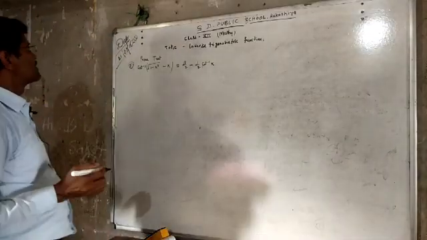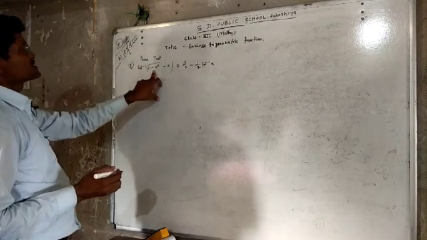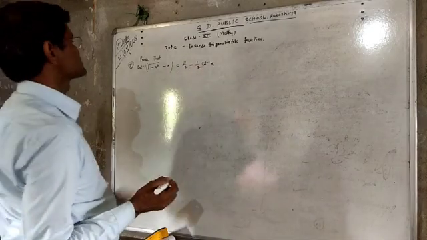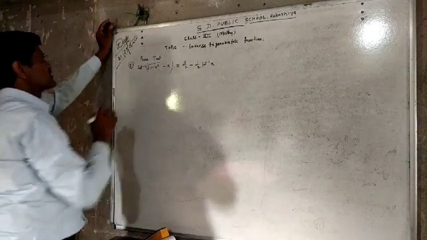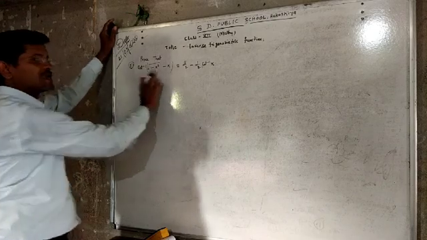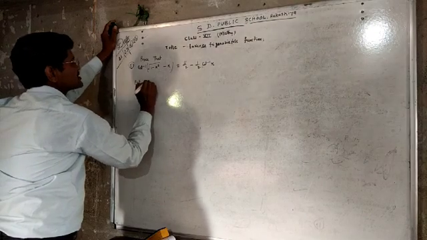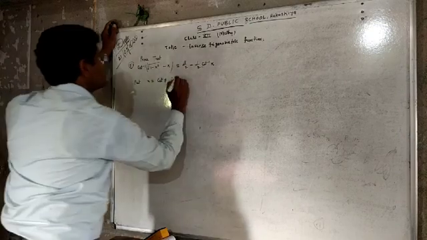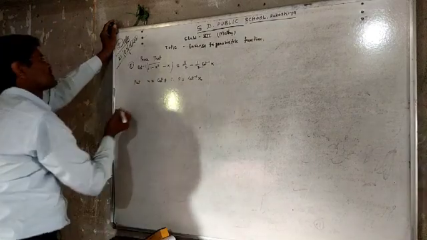The next problem: we have to prove that cot inverse of root under 1 minus x square minus x is equal to pi by 2 minus 1 by 2 cot inverse x. For solving the problem, we put x equal to cot theta. If x is equal to cot theta, therefore theta is equal to cot inverse x.